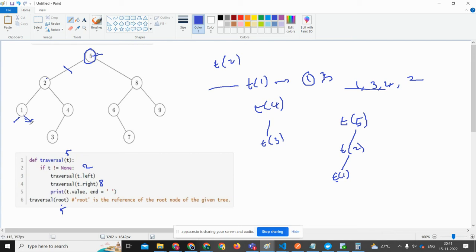Left of 1 is none. Right of 1 is none. Okay, so we are printing the value, right? So we are printing 1.